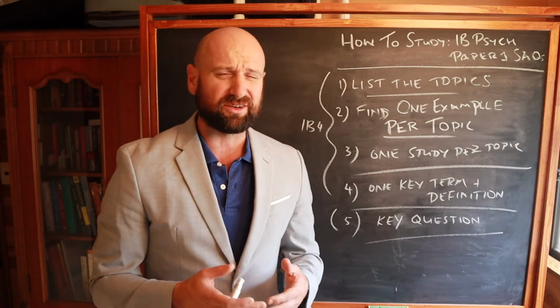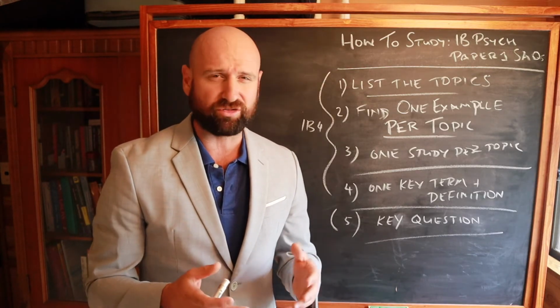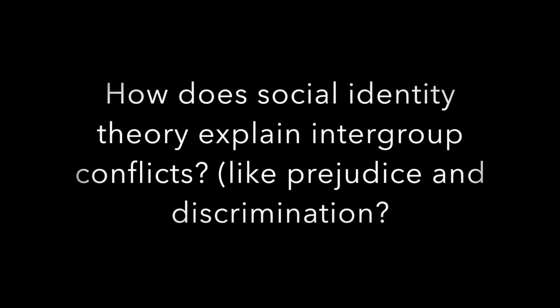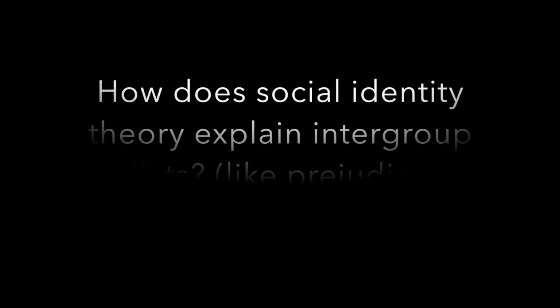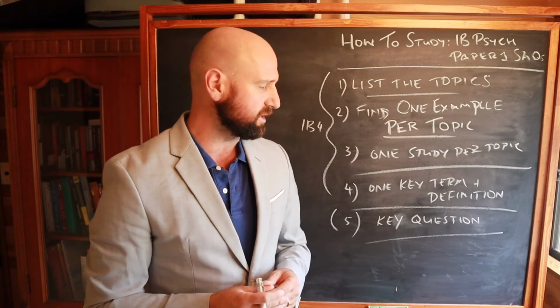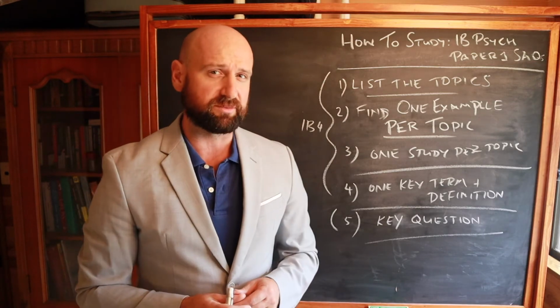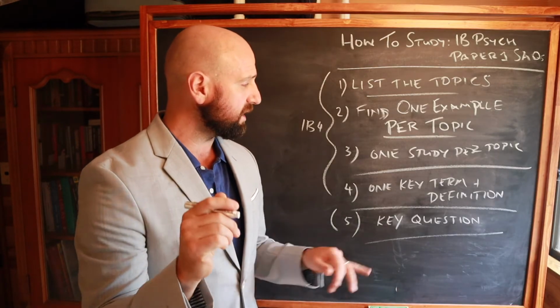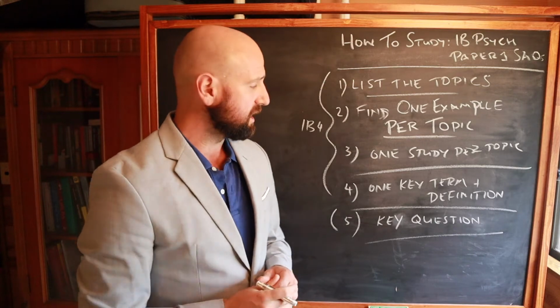Things like social identity theory and social cognitive theory are a little bit trickier as well. For social identity theory, a key question might be something like, how does SIT explain intergroup conflict like prejudice and discrimination? So you can see that coming up with these by yourself can be a little bit tricky, and this is where I'd really recommend you ask your teacher for some help if you're not sure, but give it your best go. So try to write a key question for each of these topics.